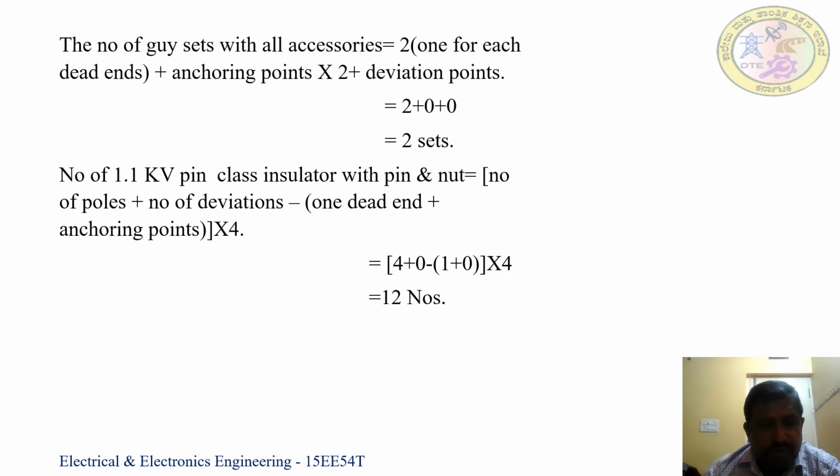Then number of pin 1.1 kV class insulator with pin and nut equal number of poles plus number of deviations minus 1 dead end plus anchoring points, total into 4. Here number of deviations is 0 and also number of anchoring points is also 0. So then we are going to get 4 plus 0 minus 1 plus 0. So that is 4 minus 1 is 3. 3 into 4 is 12 numbers.